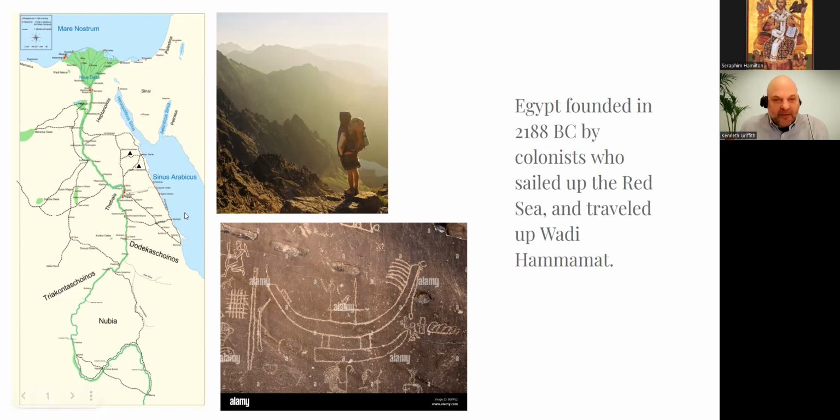And apparently the original colonists of Egypt sailed up the Red Sea. They had come from the Persian Gulf, apparently, where the Euphrates and the Tigris run in. And they came to this location, and they walked up the Wadi Hammamat, which is a valley between these 2 points. And the oldest cities in Egypt were actually founded right around this bend of the river.